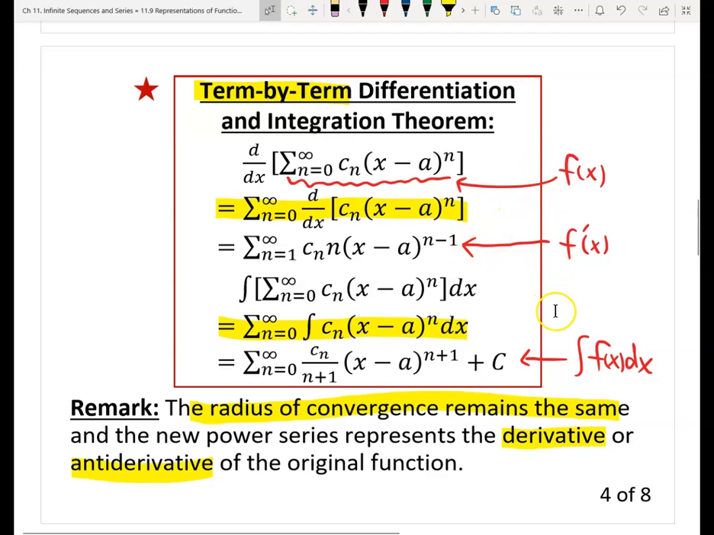What does this really mean? It really means this is a tool. If we need to find a power series for a derivative, what do we need to do? We only find the representation for the original function and then take a derivative term by term. So this is a tool. The same, if we need to find a power series representation for the antiderivative, we find the power series representation for the original and then integrate term by term. So this is a kind of tool.